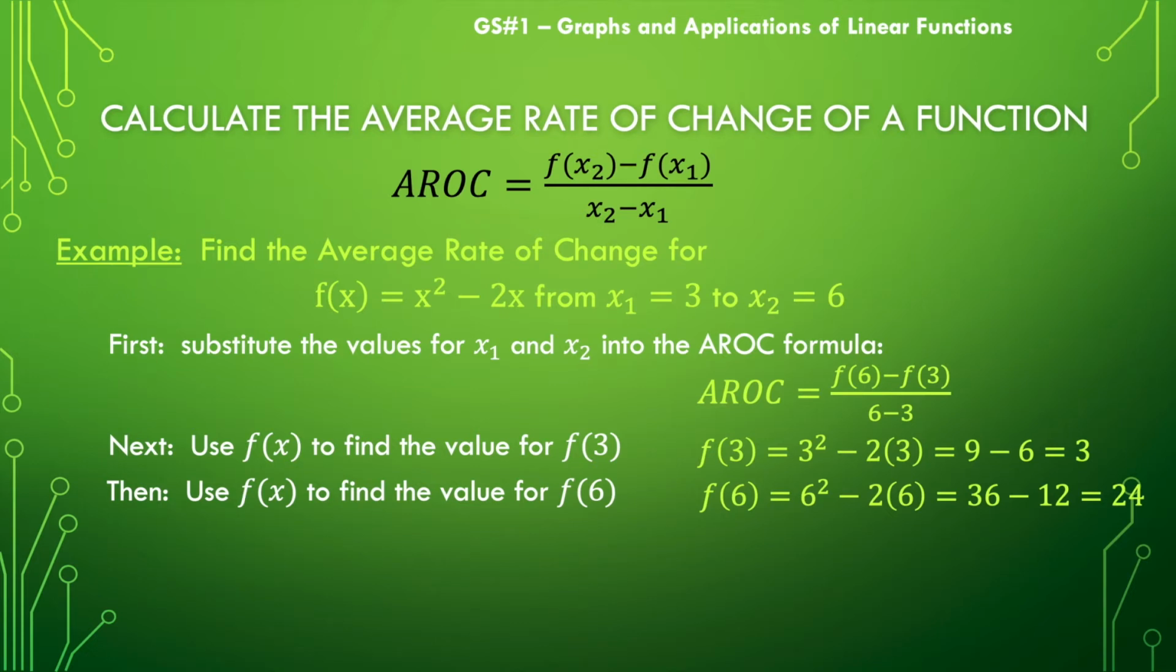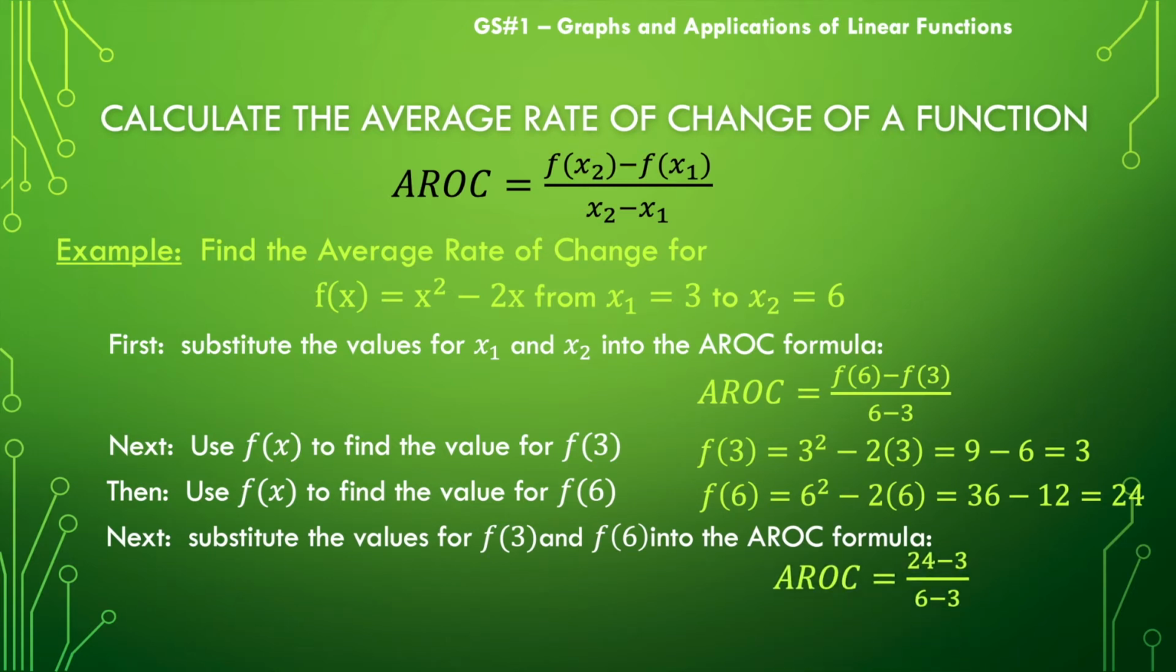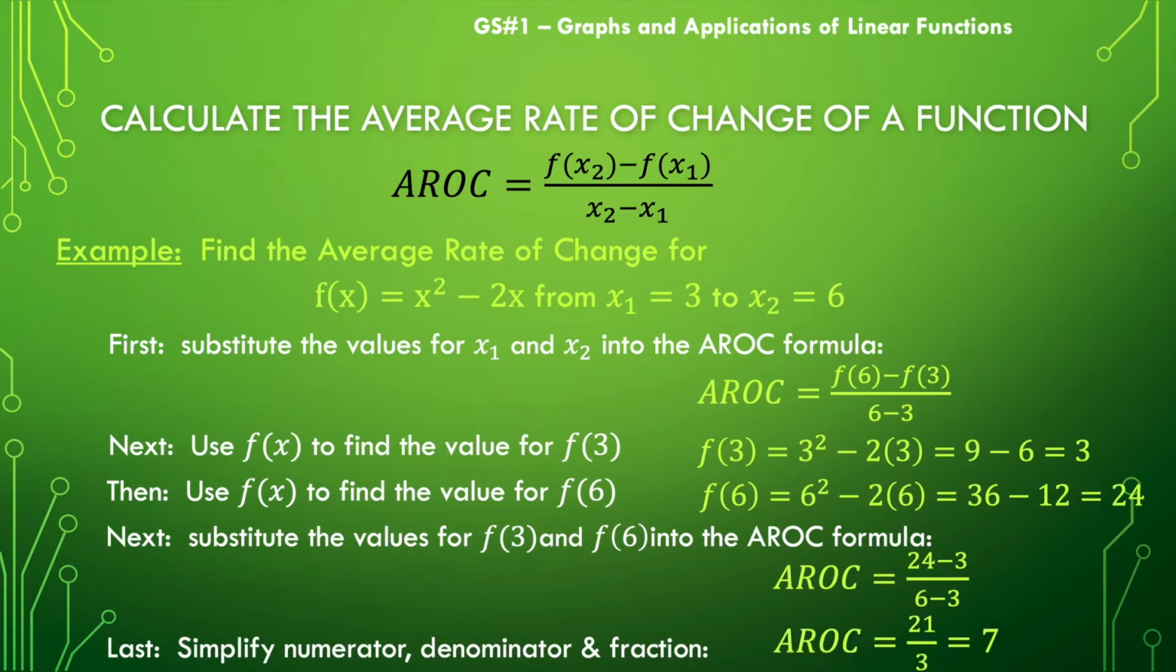Now once I have f(3) and f(6), I'm going to sub those values into my formula. In the numerator, I'm going to replace f(6) with 24, and I'm going to replace f(3) with just 3. Okay, so (24 minus 3) divided by (6 minus 3) will give us the average rate of change. And so that's going to end up being 21 divided by 3, which will be 7. Okay, so that really means that for every unit to the right I move, I will move 7 units up when I'm going from x1, an x value of 3, to an x value of 6.